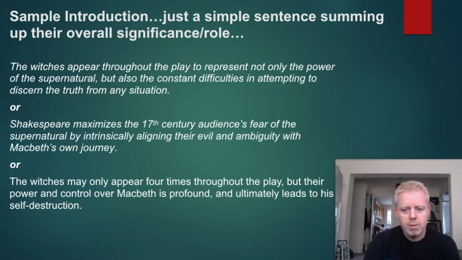So I've got three possible introductory sentences here. The witches appear throughout the play to represent not only the power of the supernatural, but also the constant difficulties in attempting to discern the truth from any situation. That kind of sums up the role of the witches, and it mentions power, which is what the question's asking you. Shakespeare maximises the 17th century audience's fear of the supernatural by intrinsically aligning their evil and ambiguity with Macbeth's own journey. Or, the witches may only appear 4 times throughout the play, but their power and control over Macbeth is profound and ultimately leads to his self-destruction. You can come up with your own one, you can nick one of those 3, whatever.